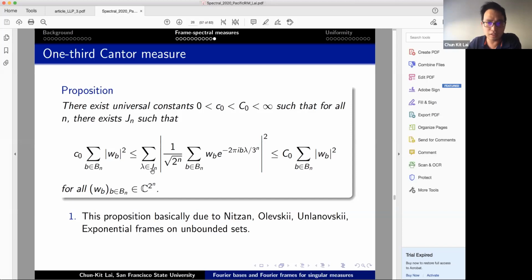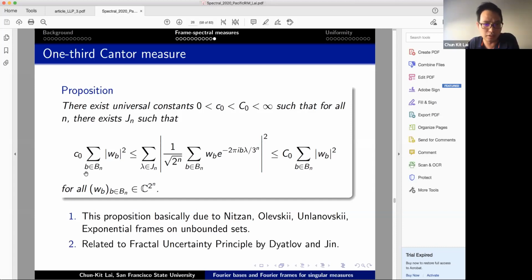But if you do the frame tower construction, what is still a little bit far away is that we need the capital C0 instead of a universal constant. If I can make it as small as you want as n goes down, then I will be able to construct a Fourier frame for the Cantor measure.